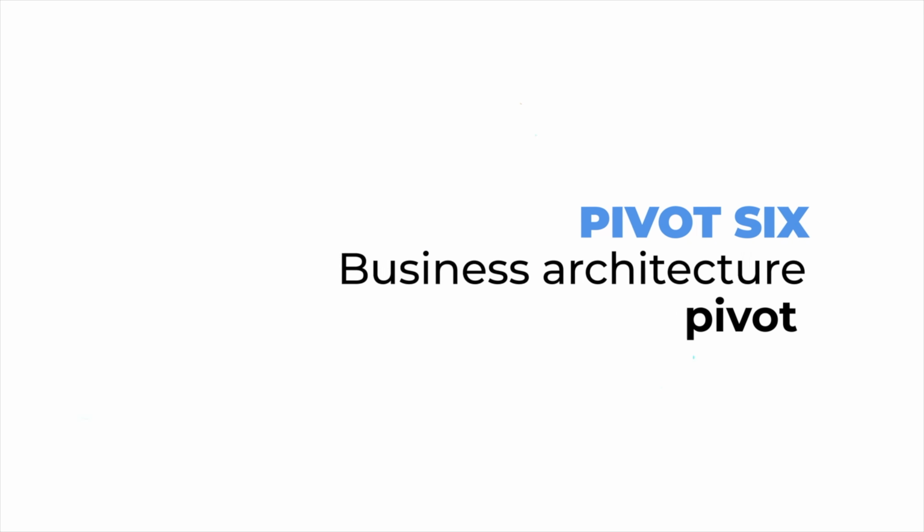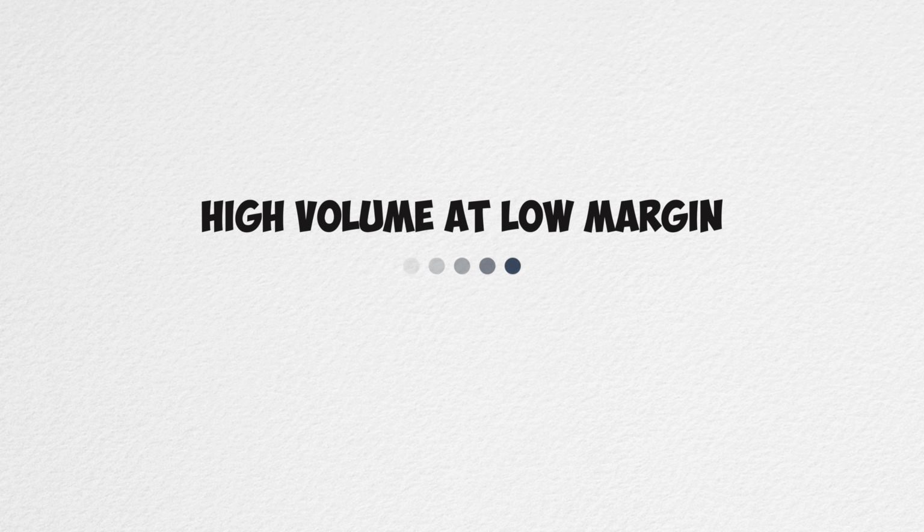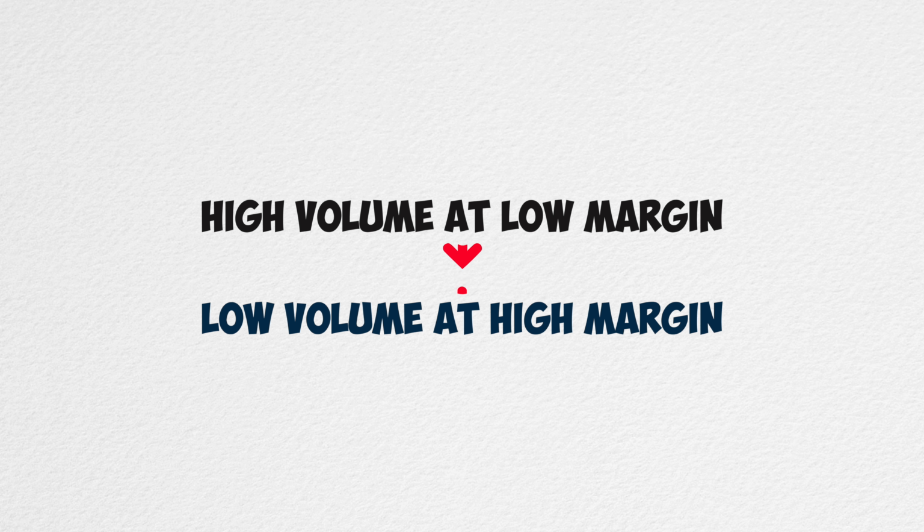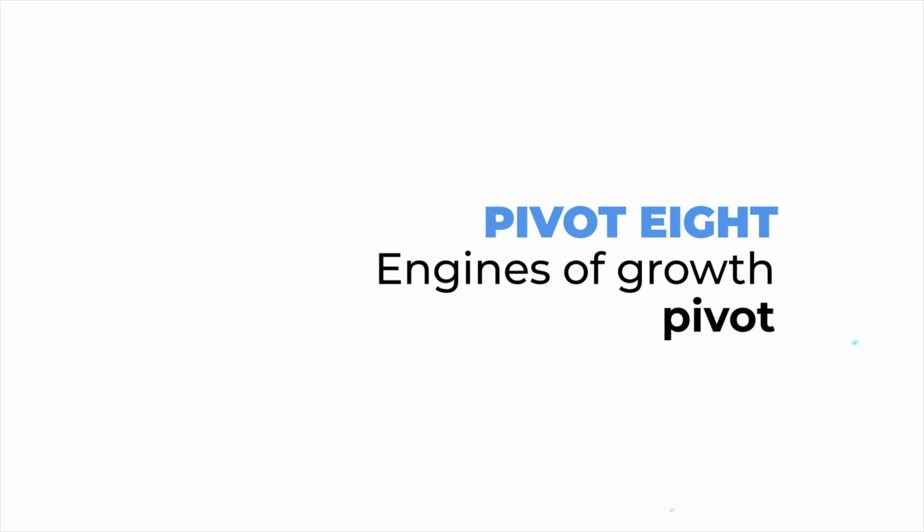A business architecture pivot is where you change the fundamentals of your business. Rather than selling high volume products at low margin, perhaps you sell low volume products at high margin, such as going luxury and high end. A value capture pivot is simply where you change how you monetize your product. There's also an engine of growth pivot.